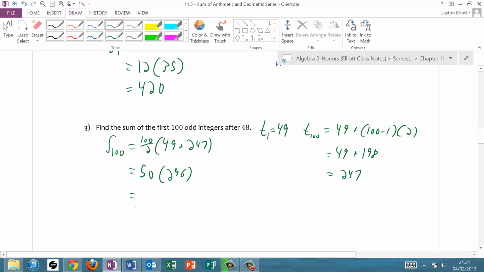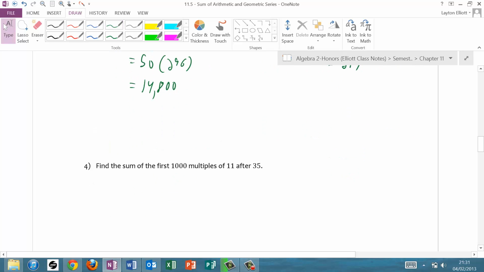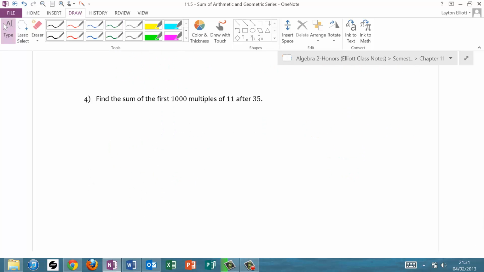And 50 times 296 is 14,800. Okay, number 4. First 1,000 multiples of 11 after 35. Well, I love this "after 35" because my T of 1 is not 35. It's the first multiple of 11 after 35. That should be 44. And to get to the next one, we'd have to add 11, so the difference is 11.